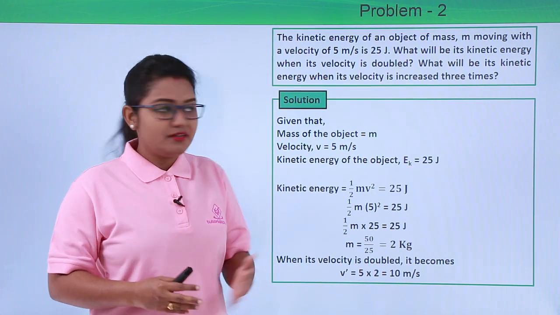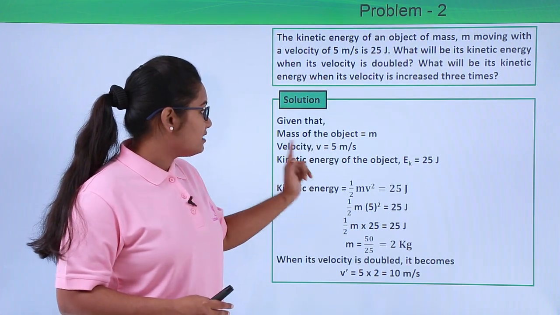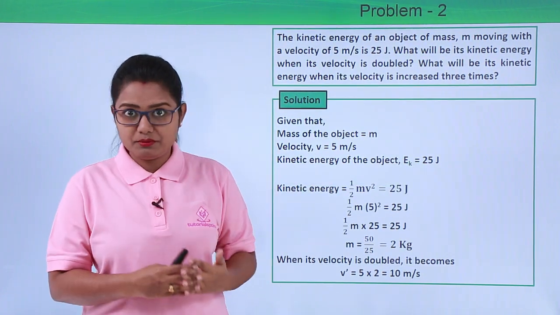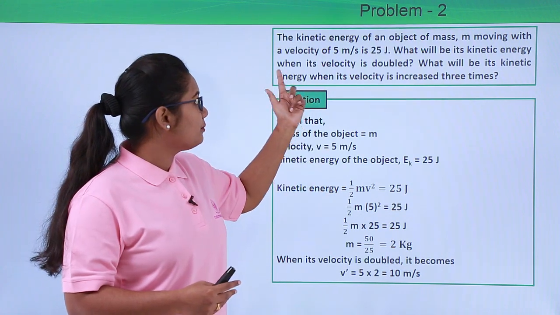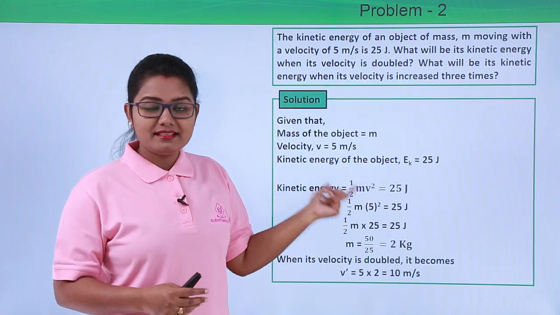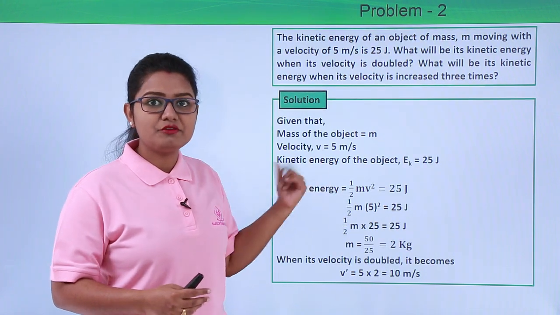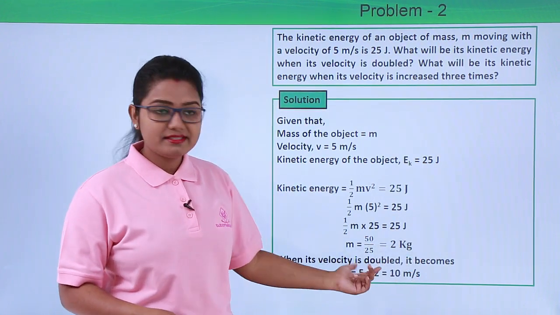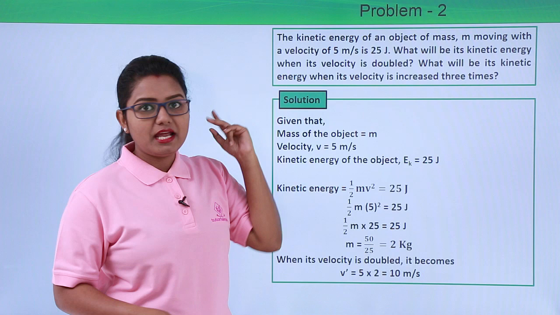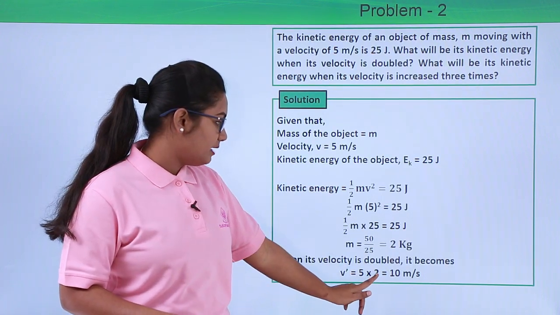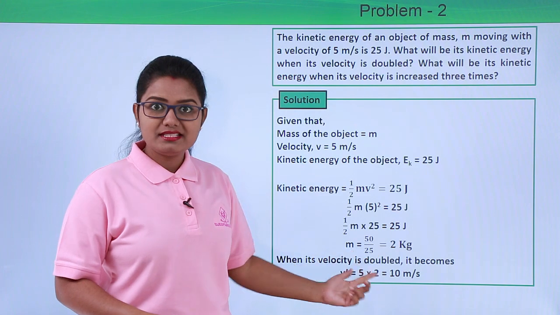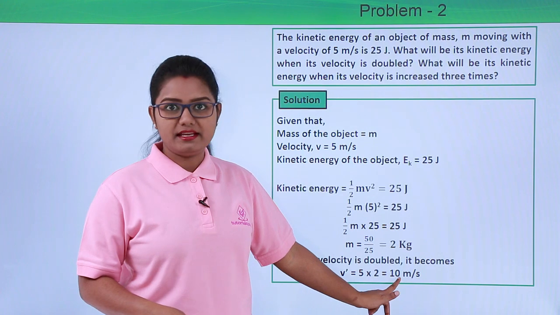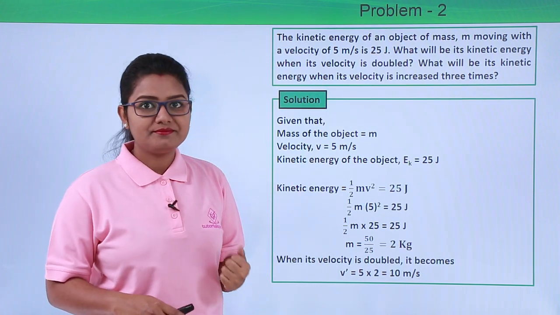And now that we have the mass of the body as well as the velocity of the body, we can easily find out the kinetic energy of the body. But we need to find out the velocity of the body when its velocity is doubled and when its velocity is tripled. So let us try to find out first of all. So here when its velocity is doubled, the velocity of the body becomes the original velocity multiplied by 2, which is 5 multiplied by 2 equals 10 meters per second. Now this new velocity I have taken to be v prime. So v prime equals 10 meters per second, which equals twice of v.